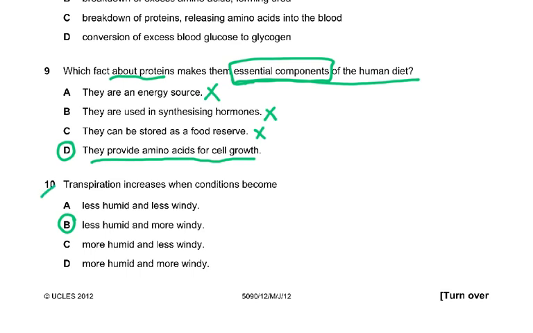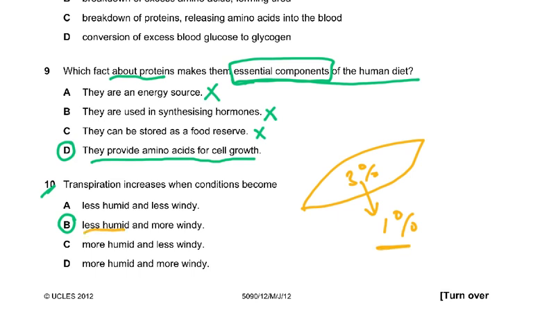Number 10, transpiration increases when conditions become what? Less humid. Why? Because if outside there is less humidity, if there is 1% humidity, and inside there is 3% humidity, then of course the water vapor is not going to diffuse about. So less humid, so it increases. Now in this situation, of course, this will move out because inside is 3% and outside is less humid.